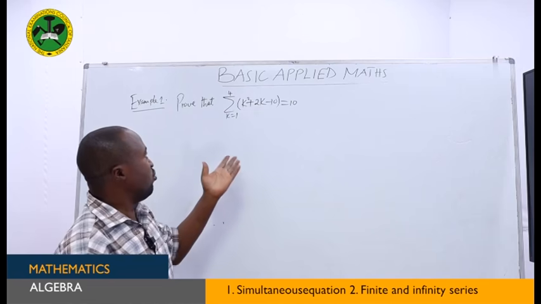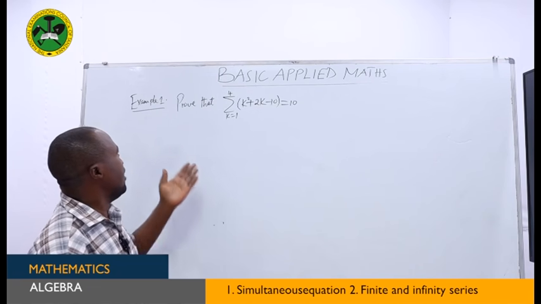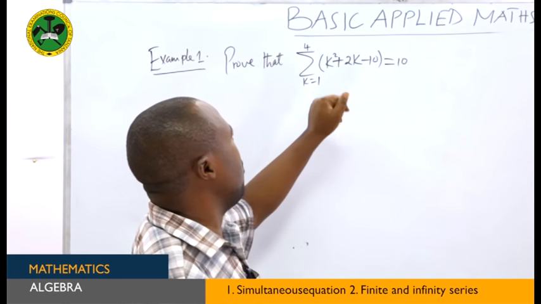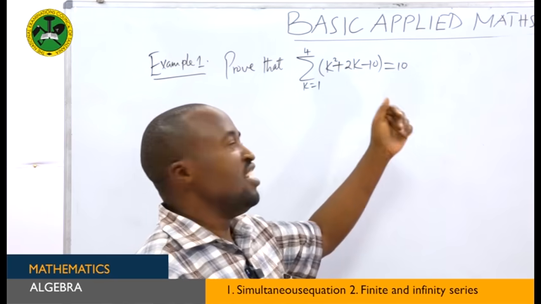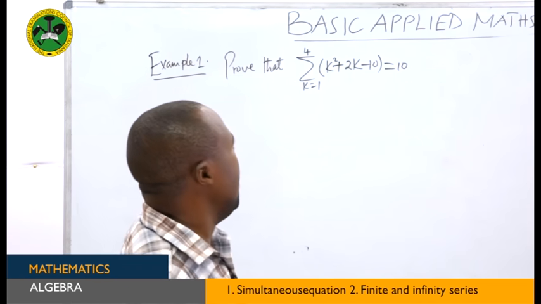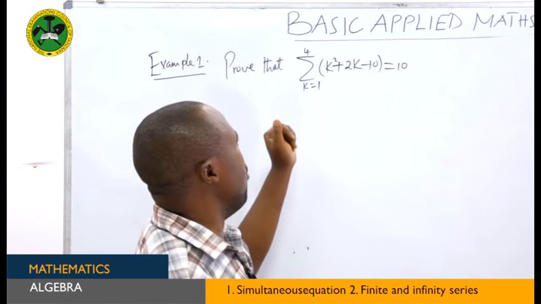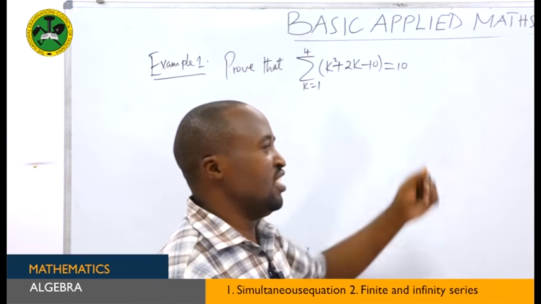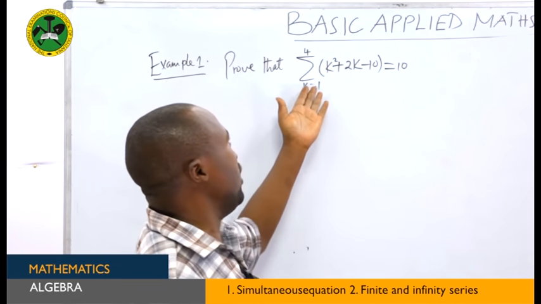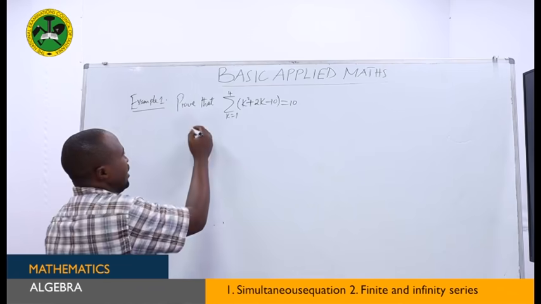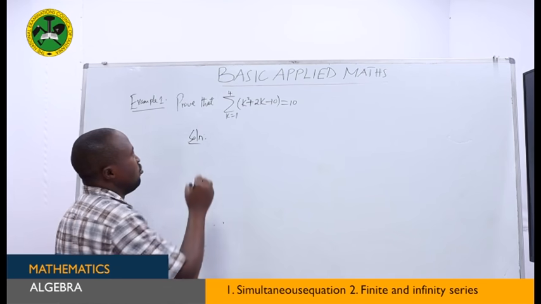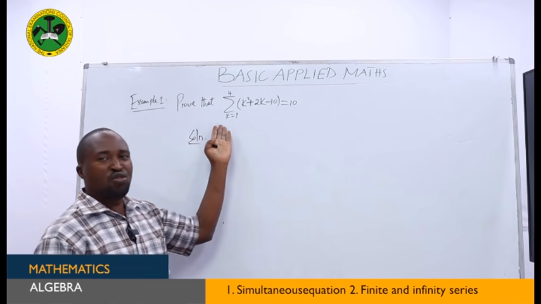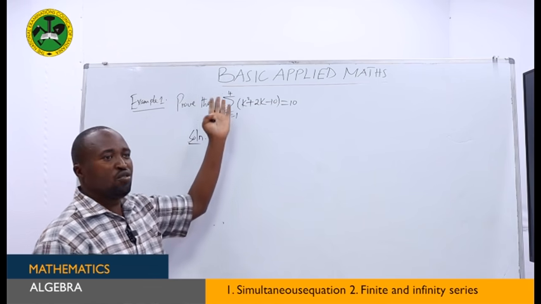So, my dear student, we have a question which says, prove that the summation of k squared plus 2k minus 10 is equal to 10. But your starting point is when k is equal to 1 to 4. Now, such kind of equation is simple, and I will show you how to prove. So we are going to substitute values of k from 1 to 4.